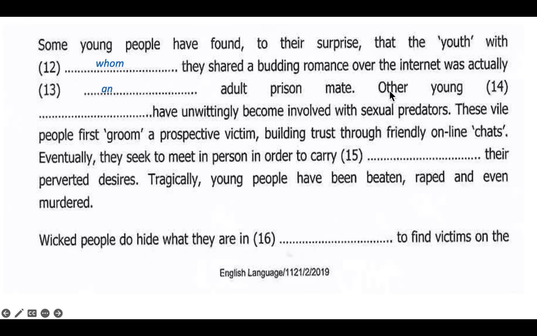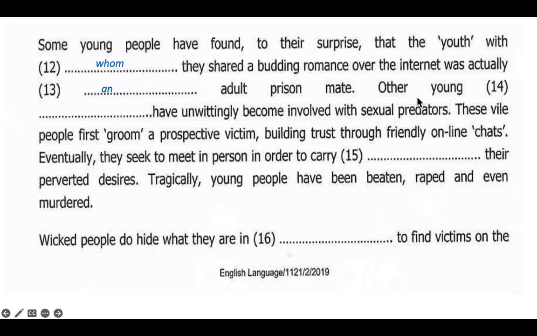So now, if you look at this word here, other young, who are those? Are they humans? Are they people? Are they individuals? Are they many and so forth? We have to know that young can apply to people. Other young people, or other young individuals, or other young youths. You can say that. Other young people have unwittingly become involved with the sexual predators.